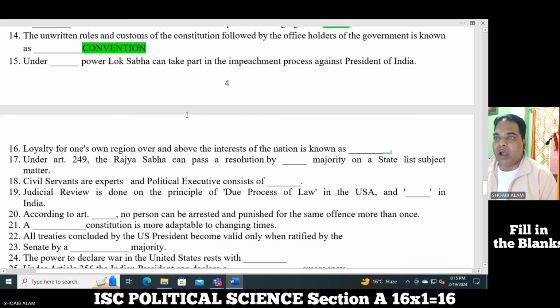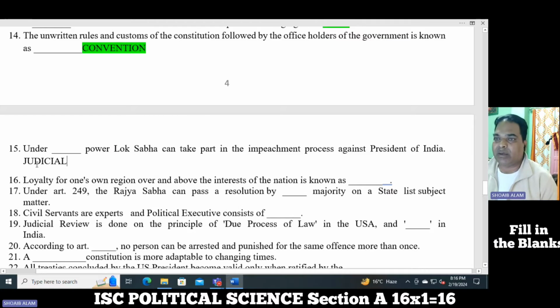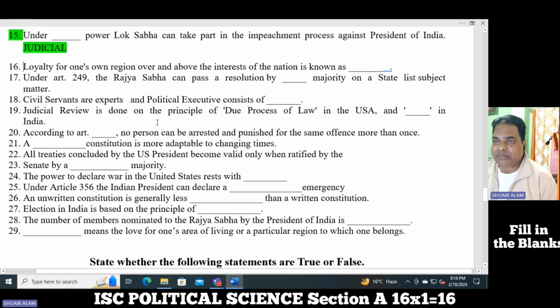Okay. Under dash power, Lok Sabha can take part in the impeachment process against the president. Under dash powers. So under which power? Judicial. Okay, under judicial powers. Number 15. Done. Number 16.